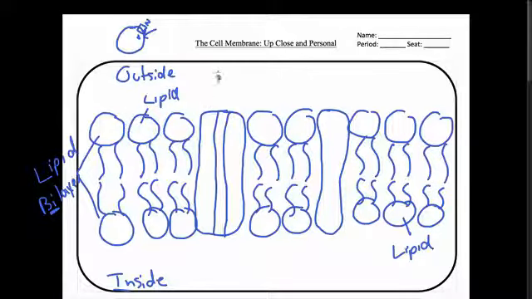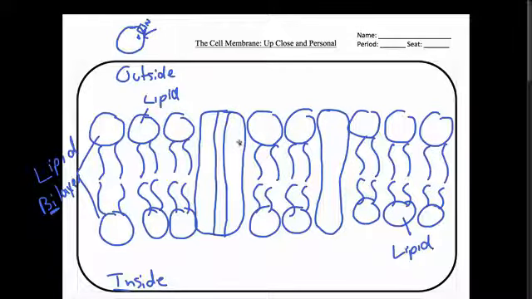Now your cell needs to get stuff in and your cell needs to get stuff out. In order to get in and out of the cell, everything must pass through the cell membrane. Some molecules can actually go through the lipids. Other molecules have to pass through a protein in order to get in and out of the cell. So if something was going into the cell and it couldn't pass through the lipids, either because it had the wrong charge or it was too large, then it could go through a protein.